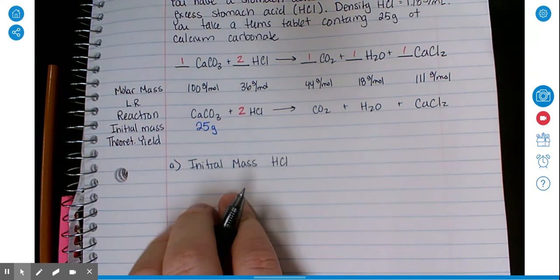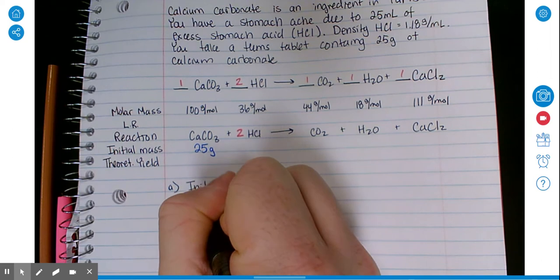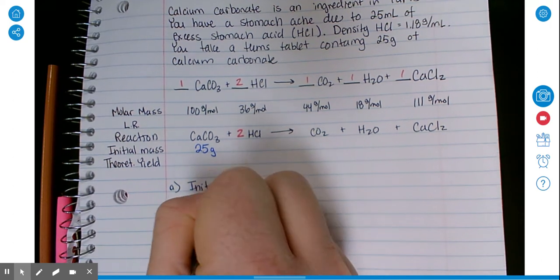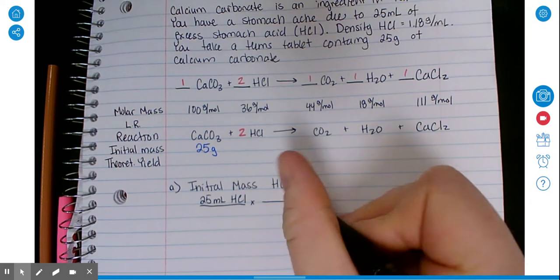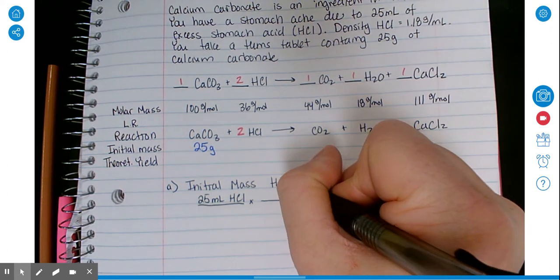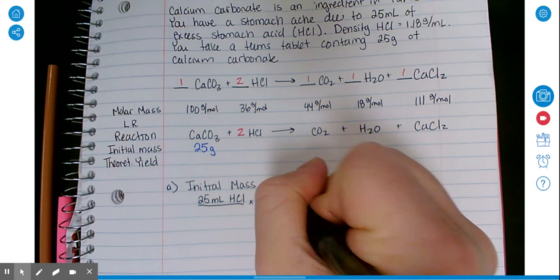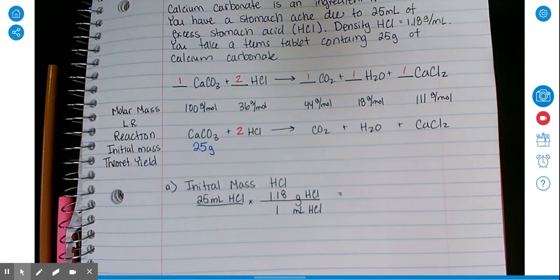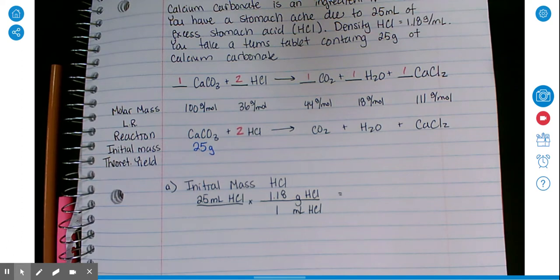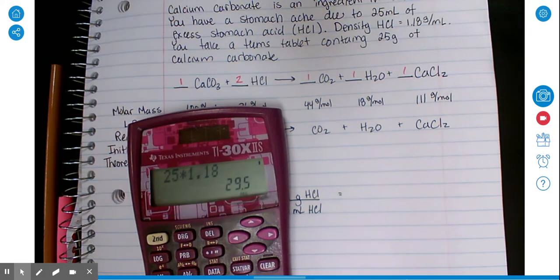Take what I know, which is that I'm starting with 25 milliliters of HCl. Milliliters, the label needs to cancel. And using the density, I can go to grams of HCl. The density of HCl is 1.18 grams per milliliter. The 1.18 goes with the grams, and the 1 goes with the milliliters. So take 25 times 1.18, and you get a value of 29.5.